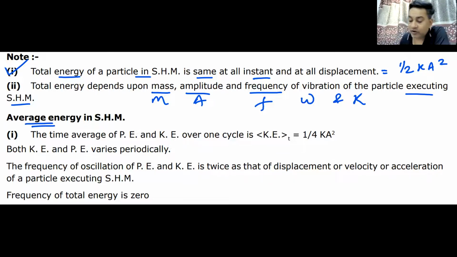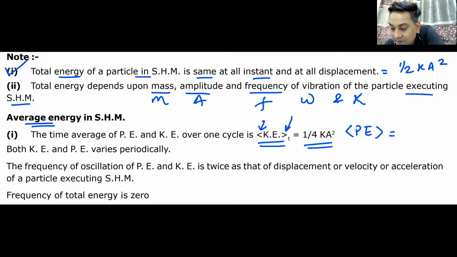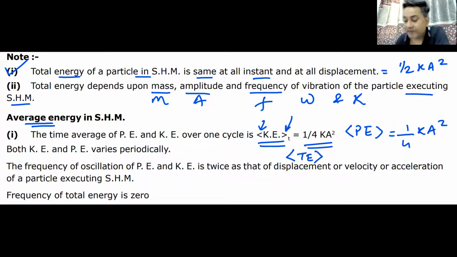Sometimes what they ask us is this formula of average energy. Average energy is energy over one cycle. The average of kinetic energy over one cycle is 1 by 4 k a square. This symbol denotes the value is average. The average of potential energy over one cycle will also be 1 by 4 k a square. If they ask you what is the average of the total energy, please remember it will be the addition of these two. It will be half k a square, and it will be 1 by 4 k a square as well. Do we understand this? If I take averages, remember this one: the average of kinetic energy over one cycle is 1 by 4 k a square. The average of potential energy over one cycle is 1 by 4 k a square. Will you remember this?